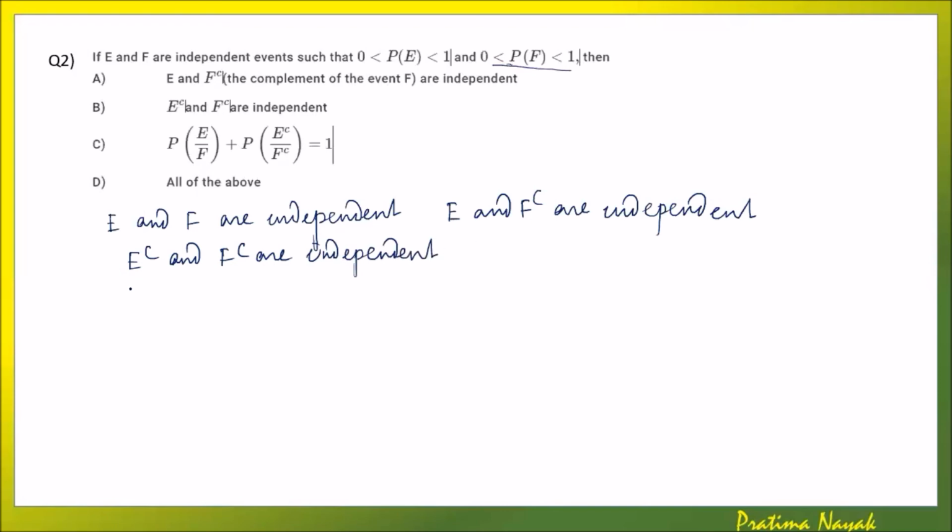Now coming to C. C is P(E given F) and P(E given F complement). These are complements to each other, so again the sum is 1. So C is also correct. So what is correct? All of them. So D is correct.